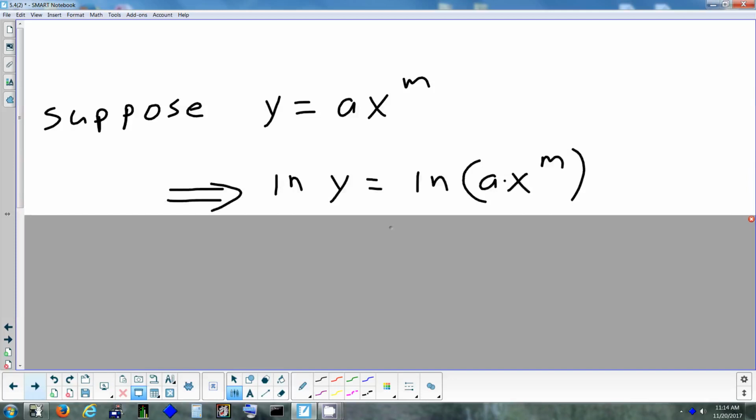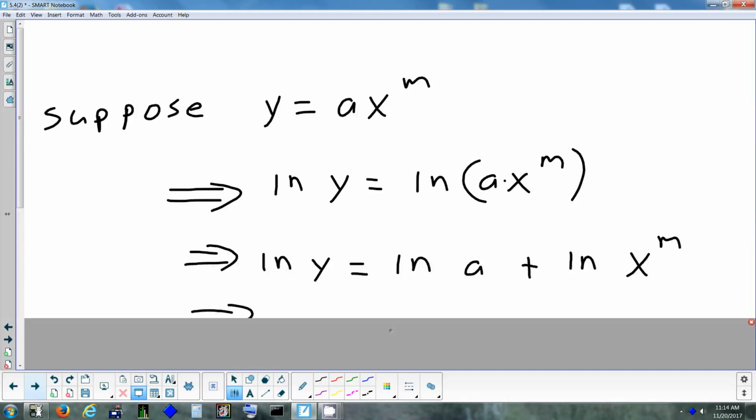Tell me what are we doing there with the a and the x to the m? Yeah, you're just multiplying them. Does anyone remember the rule when you multiply inside a log, how it could split into two? In this case, it would be log of a plus the log of x to the m. Yes, so it would be log of a plus log x to the m. When we say log, we mean natural log.